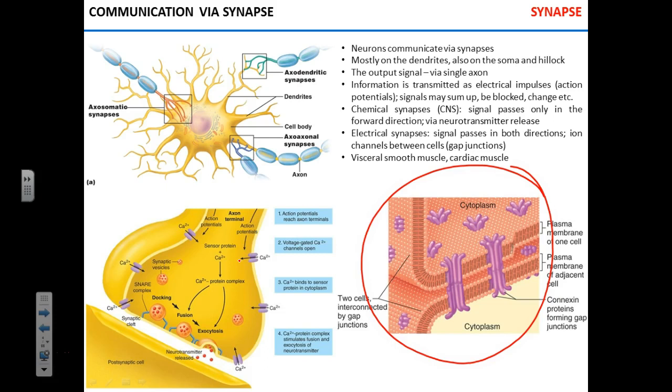The chemical synapse, the one that we're going to talk about the most, is generally found around the nervous system. It is the only type of synapse that neurons communicate through. And in a chemical synapse, the impulse, the signal, goes only one way, from the presynaptic to the postsynaptic neuron. Signal transmission is mediated by the release of a chemical, the so-called neurotransmitter.